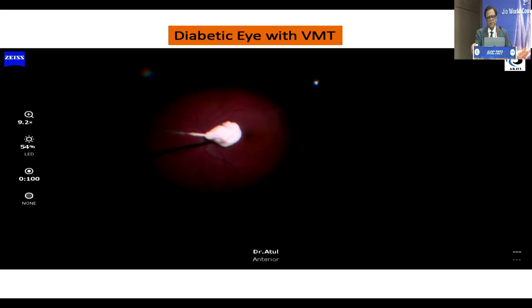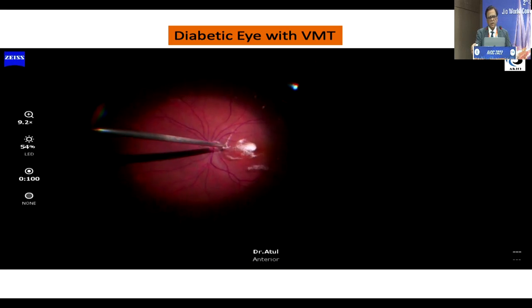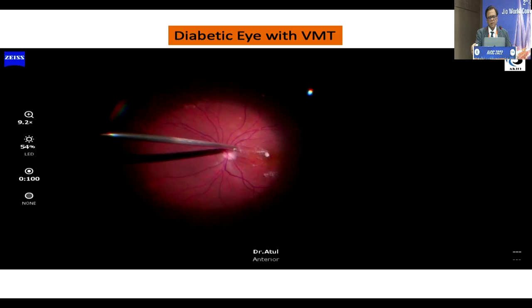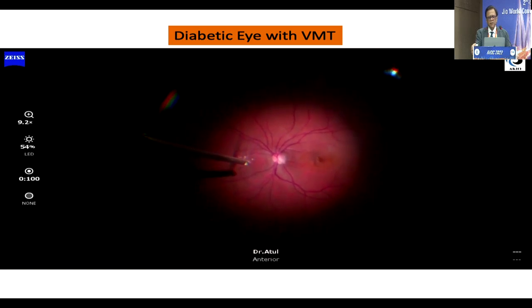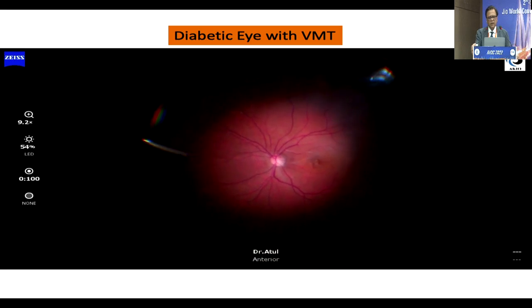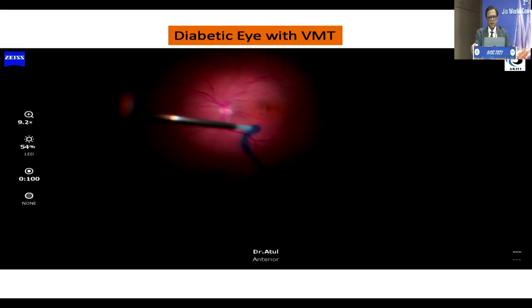I use the 3D visualization system. Of course, no DR, but this patient had diabetic retinopathy, he had a VMT, and so I'll show you the VMT. This is the wave of the hyaloid, which is lifted up as you do, and that's the first surgery.